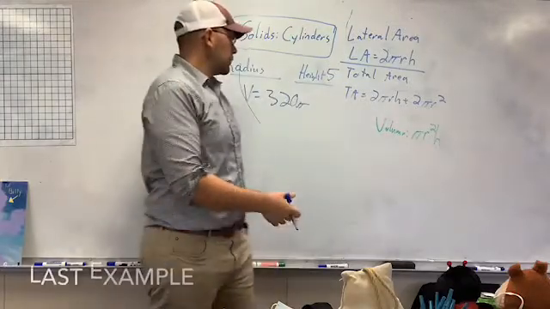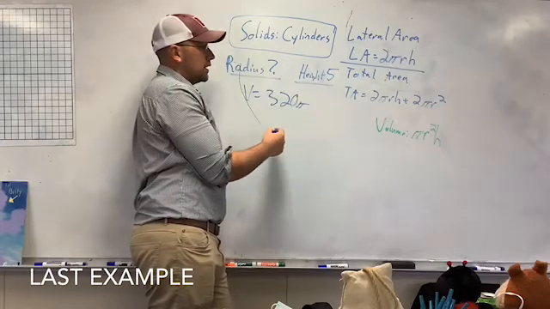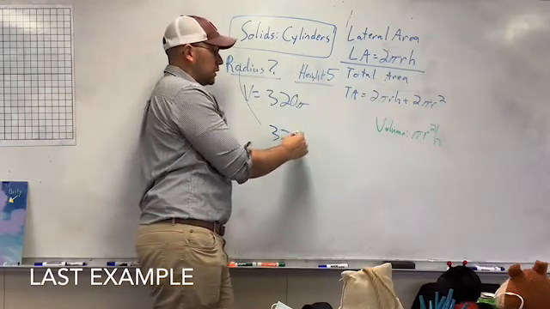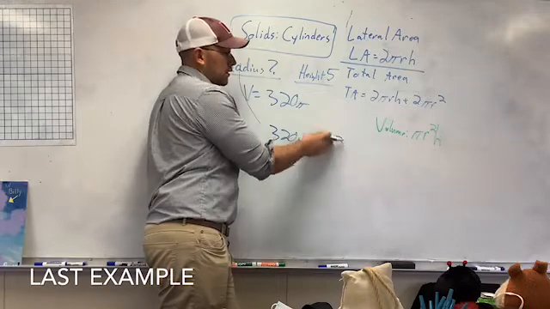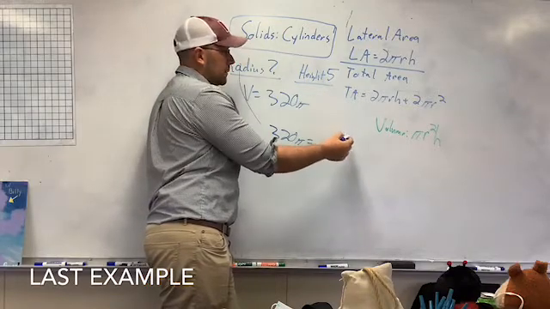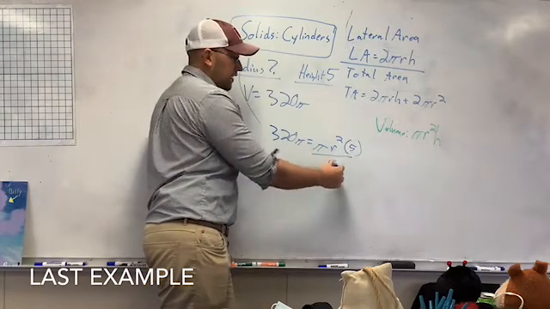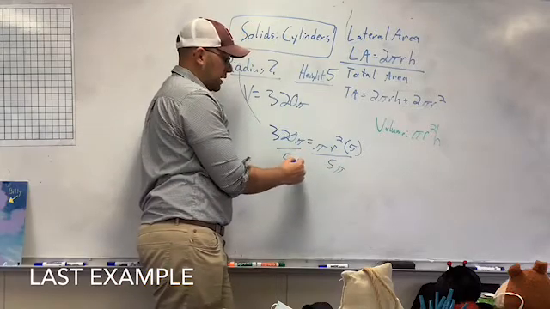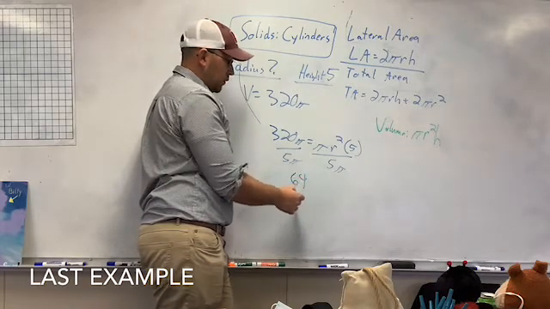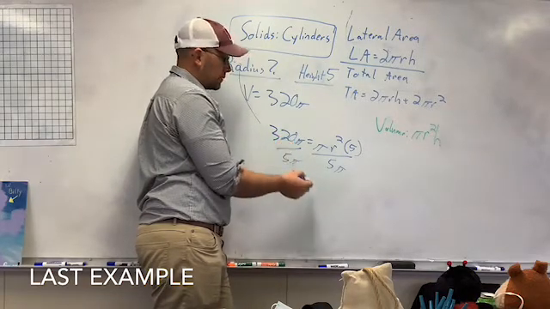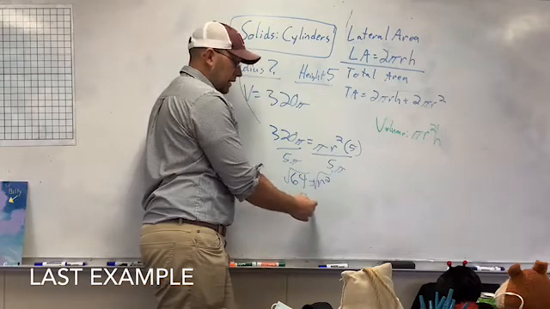Alright, and this is the last one I'm going to do. I have a volume of 320 pi and a height of 5. What is my radius? So 320 pi equals pi times radius squared times my height of 5. I'm going to divide this whole thing by 5 pi, pi goes away, this gives me 64. That's 64 equals r squared. Take the square root, because it's the opposite of squaring, and 8 equals your radius.